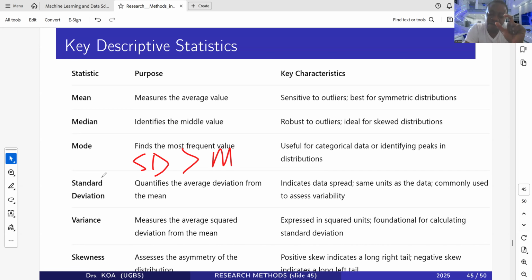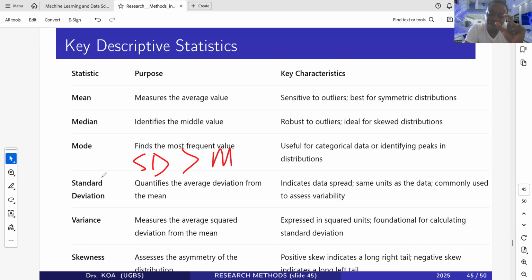So if it is the quantity demanded of gin bitters you're looking at, and the standard deviation of quantity demanded is more than the mean, it simply means that there are too many big quantities demanded, and there are too many small quantities demanded. That is why the standard deviation is bigger than the mean. But if the mean is bigger than the standard deviation, it means that the majority of the data points are closer to each other.